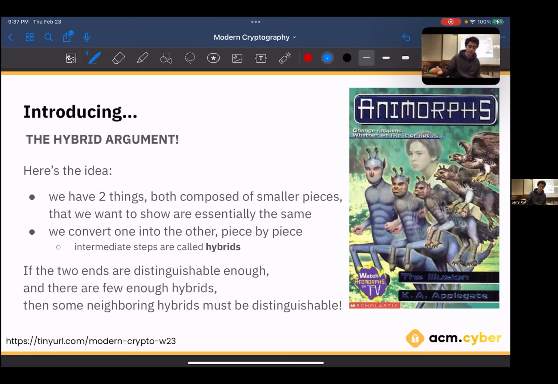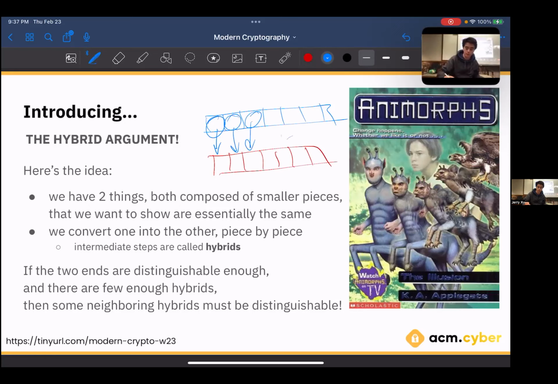Okay, so imagine you have two things and they're both composed of smaller pieces, right? So we put one thing here and another thing here, and they're composed of smaller pieces. And then we're going to convert one into the other one step at a time, right? So we'll take this piece and turn it into a red piece. And then we'll take this piece and turn it into a red piece, and so on and so forth down the line. And so we'll get these intermediate things called hybrids, right? The first one will have a single red piece, the second one will have two, and so on, right? And so these intermediate steps are going to be called our hybrids. And the main idea of the hybrid argument is if these two are distinguishable, then there's got to be two neighboring hybrids in the intermediate steps that are also distinguishable, right?